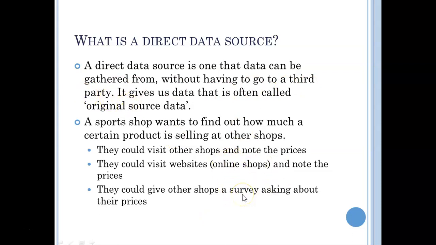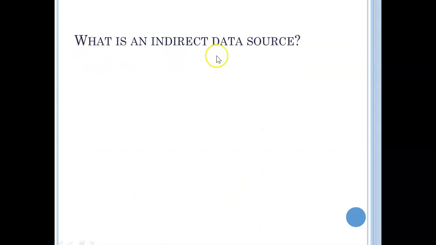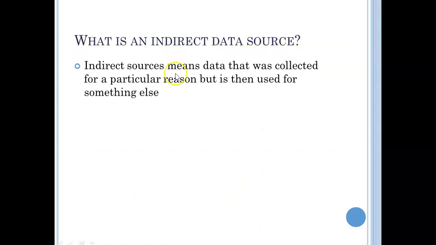So what is an indirect data source? An indirect data source means that data was collected for a particular reason but is then used for something else. So we're going to have a look at some examples on the next slide to try and make this a bit clearer.